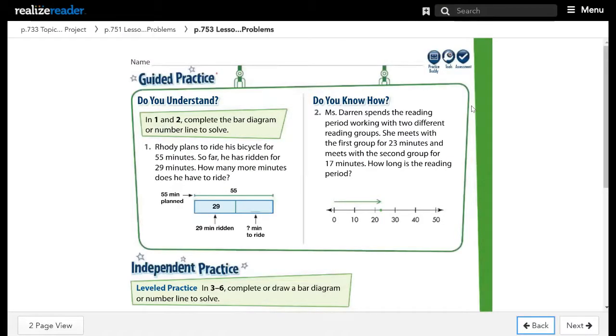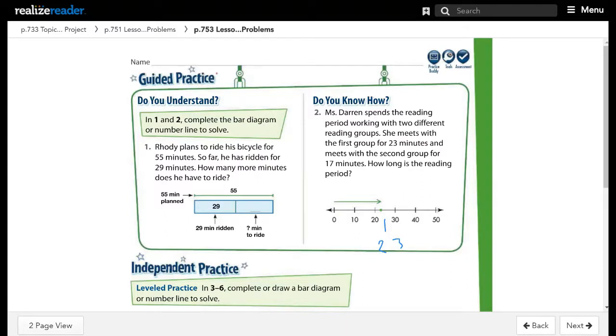Question number 2. Ms. Darren spends the reading period working with 2 different reading groups. She meets with the first group for 23 minutes and meets with the second group for 17 minutes. How long is the reading period? So here we have a number line. The number line shows from 0 till here. This point is 23. So we still have to know how long is the reading period. We will add another 17 minutes.